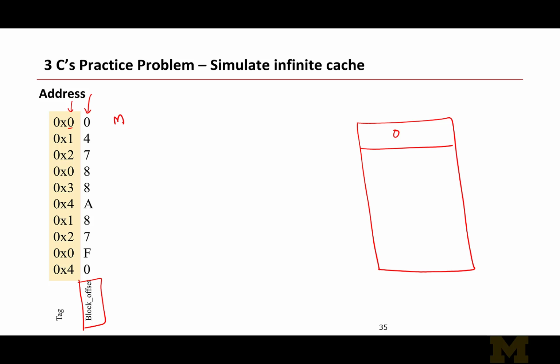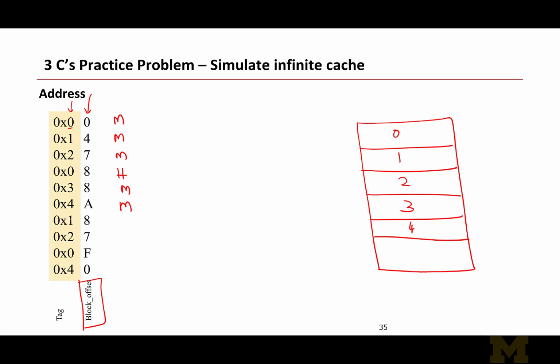And then I have a block with the tag 1. Again, it's a compulsory miss. Block with the tag 2. Again, it's a compulsory miss. Then block with the tag 0, which we have accessed before. So therefore, this is a hit. Block with the tag 3. First time, compulsory miss. Block with the tag 4. Again, first time, compulsory miss.